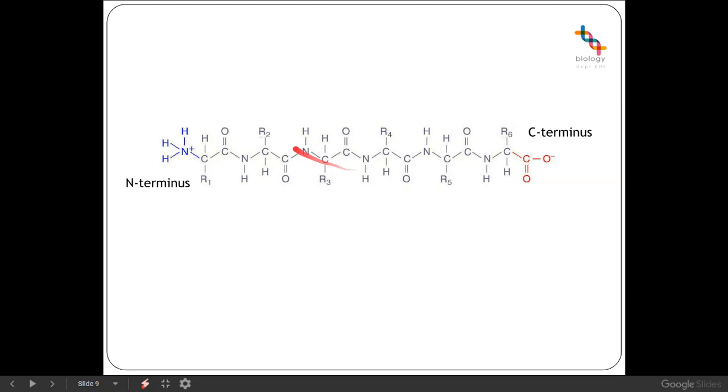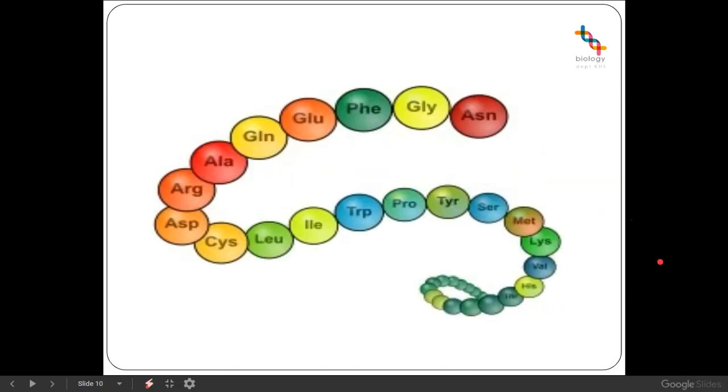And obviously the order in which these different amino acids are attached to each other is going to be the primary structure of the protein, and that will have been influenced by our mature mRNA molecule. So if you remember, the primary protein structure is the polypeptide chain of those amino acid monomers.